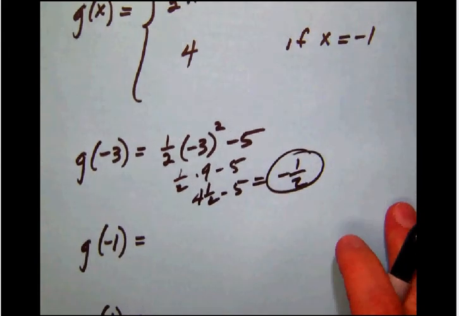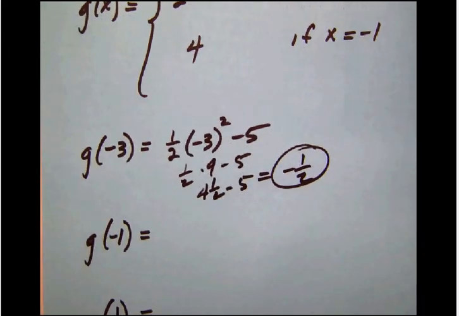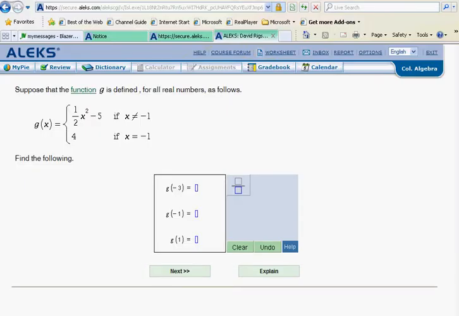So our first answer, -1/2. Let's go back and put that in ALEKS, and we can see here that in our first answer, -1/2 would be what we do. Now our next one, g of -1. So we look up here and say, hey, if x is -1, then our answer is 4, so we don't do any work. We simply look at the chart and we put it in.